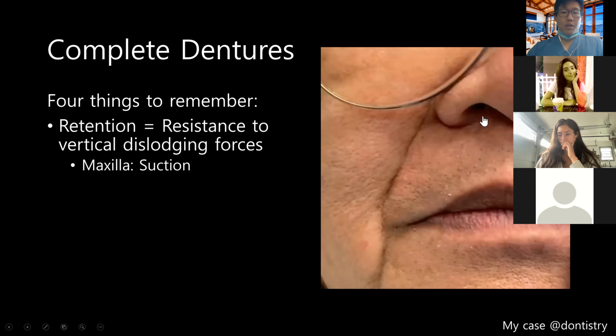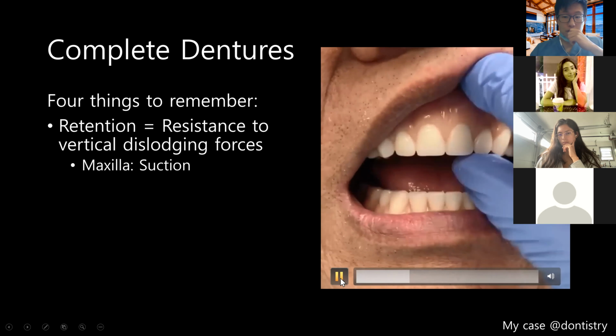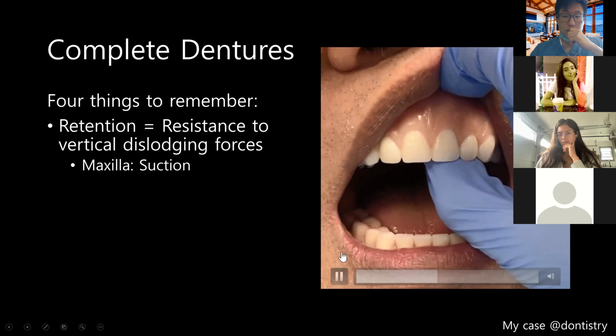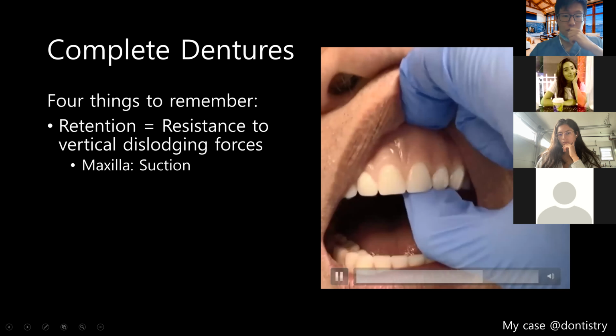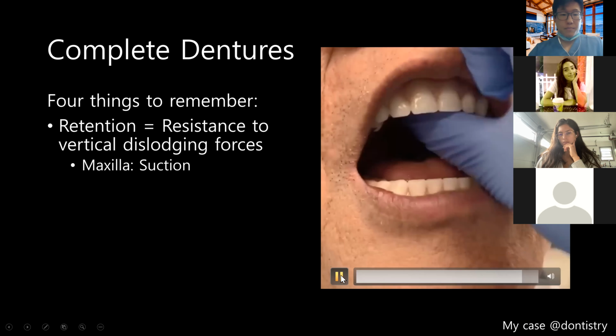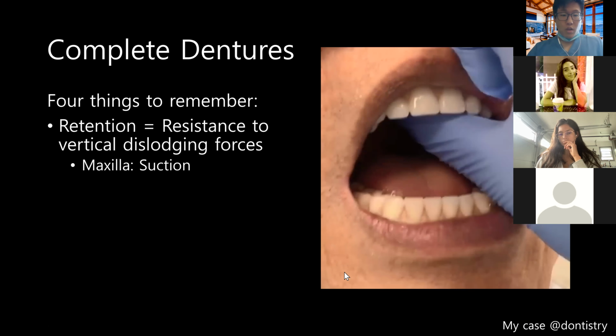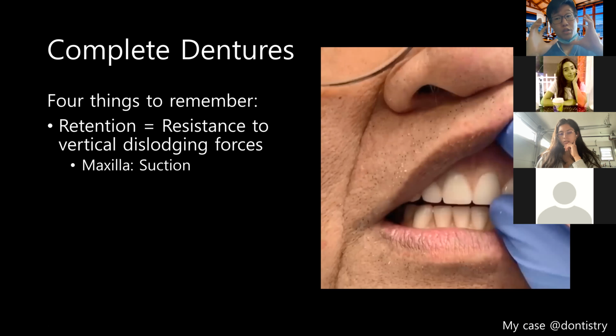And let me demonstrate here what I mean by retention and complete denture. This is my patient. Okay, open. So try to hear for suction, okay? Open a little bit. There we go. So that's how the denture stays in place, okay? Okay, open. Oh, sorry. So for the maxilla, for the upper arch, usually you can get a nice suction and the denture can stay on pretty nicely.